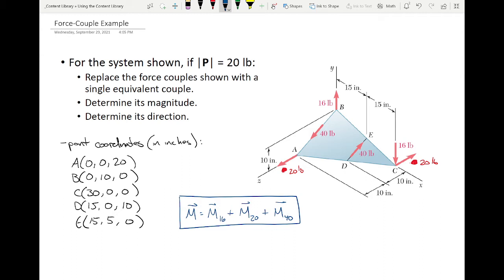Now, I've written it in a particular order. What I did is I did 16, 20, and 40. I really wanted to save the 40 for last, because if you look at the system, the 40 is the one that's kind of on that incline. So let's do that one last. We'll do the hardest one last. But let's do the 16-pound system first.